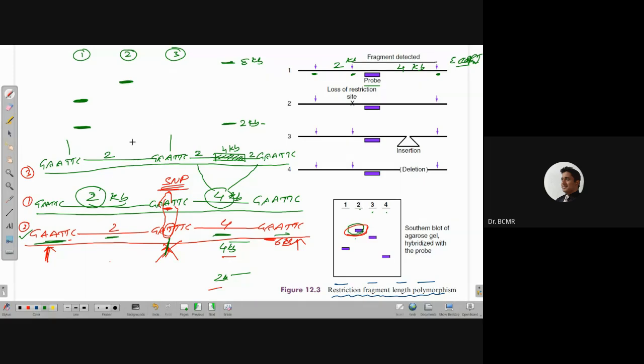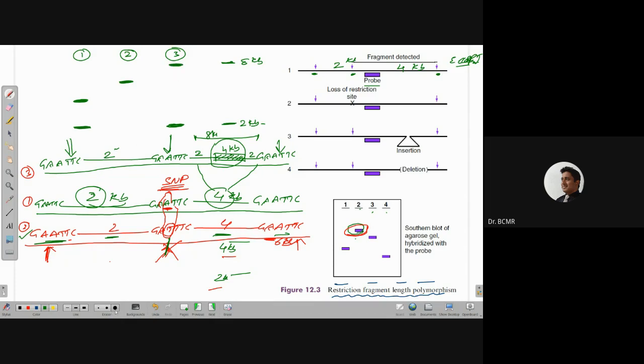In sample 3, there is a cut here, there is a cut here, and there will be a cut here. So we'll get a 2 kb fragment. And then because there is an insertion of 4 kb, the total size of this would become 8 kb. So we'll get an 8 kb fragment.